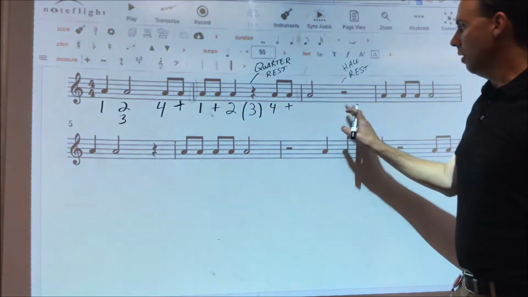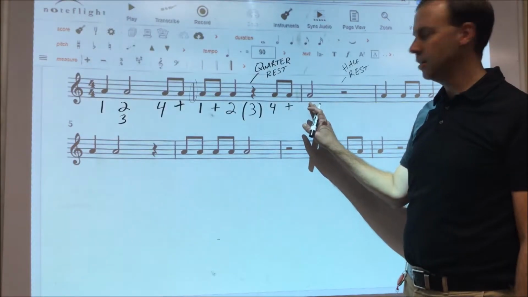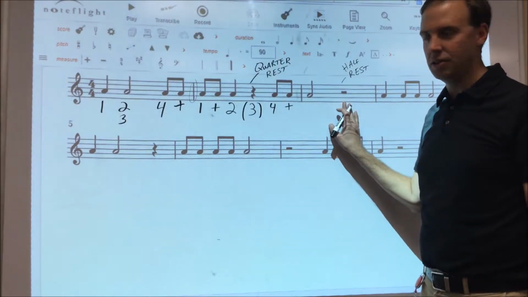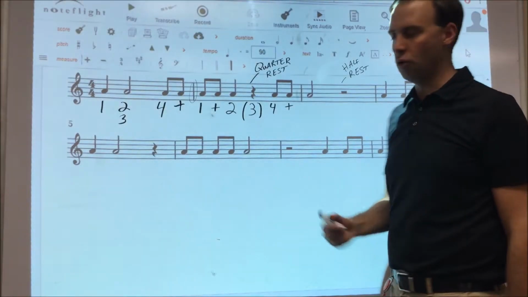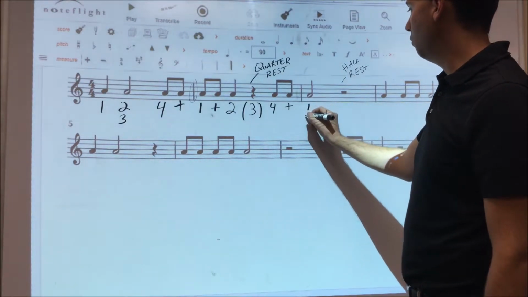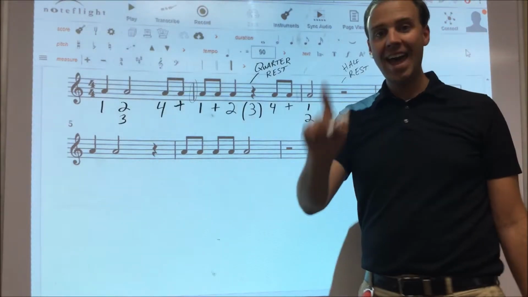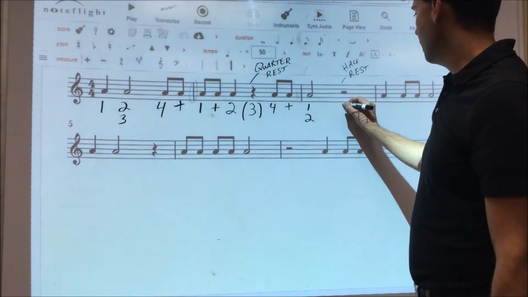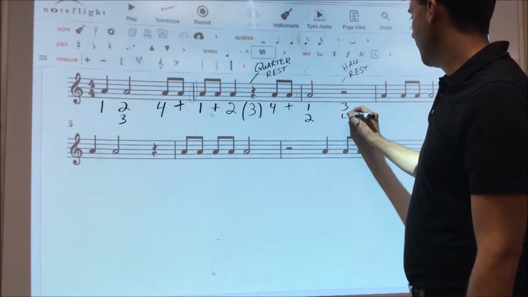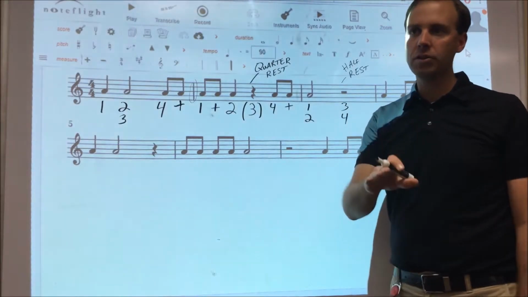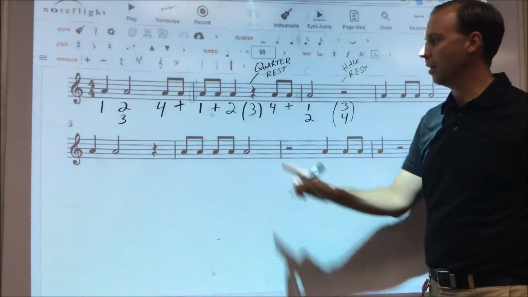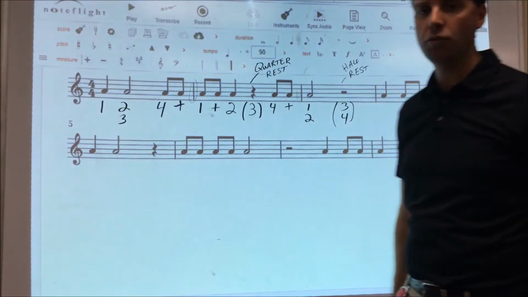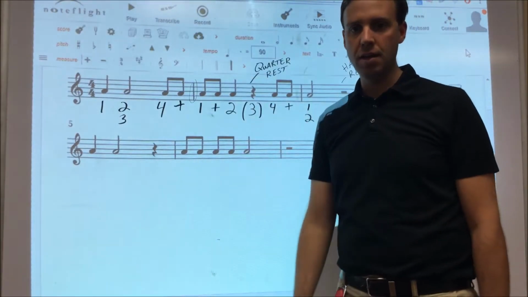The next measure has nothing but a half note and a half rest in it. There is nothing else in that measure. Each one of these is going to take up 2 counts of the 4. This half note is going to take up count 1 and count 2. The half rest is going to take up count 3 and count 4. We're going to remind ourselves that it is a rest with parentheses, just like the quarter rest, except that parentheses will be over the 3 and the 4 underneath.